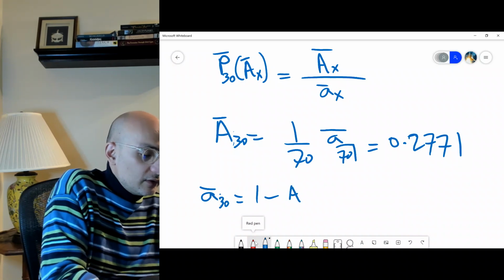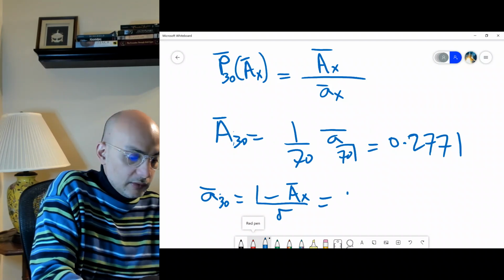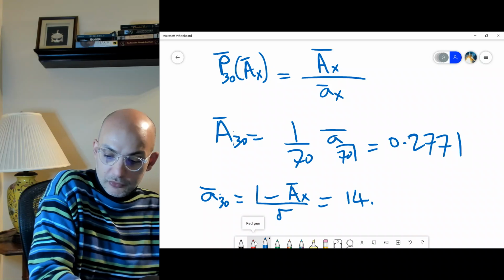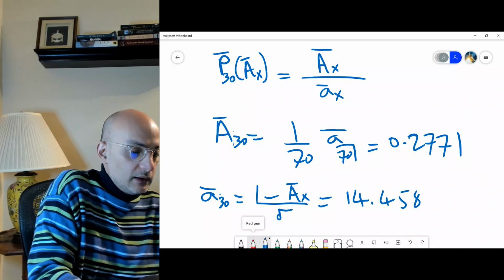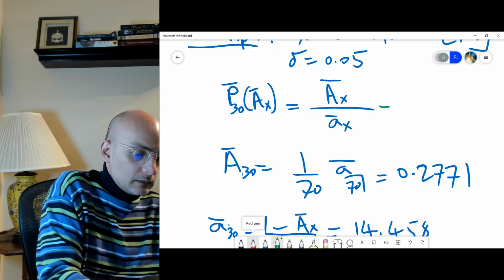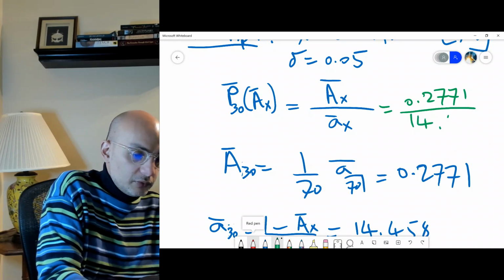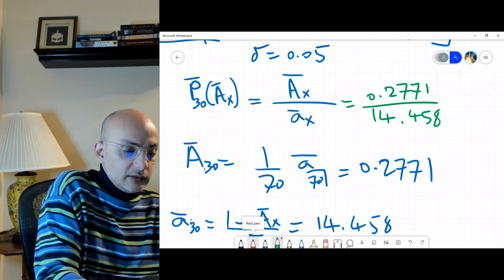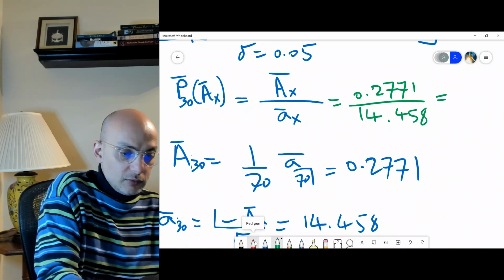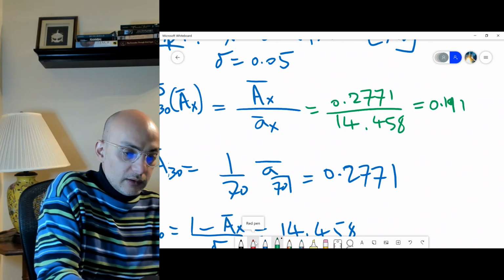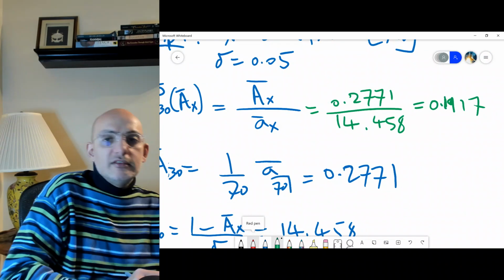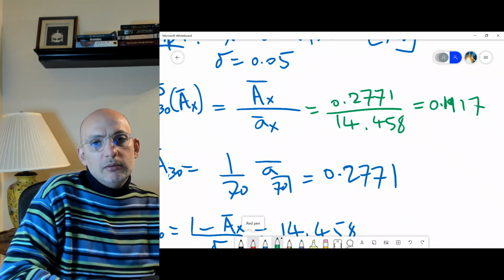It's 1 minus, and if you plug in the 0.2771, we did it before, right? 14.458. Now here it becomes simple. 0.2771 divided by 14.458. Use your calculator, and you will get 0.1917.